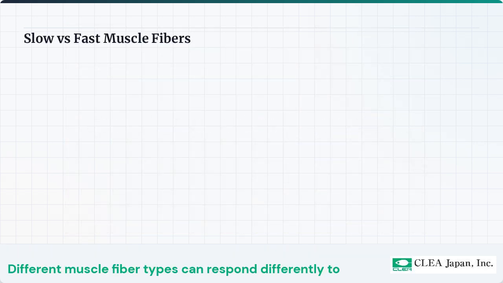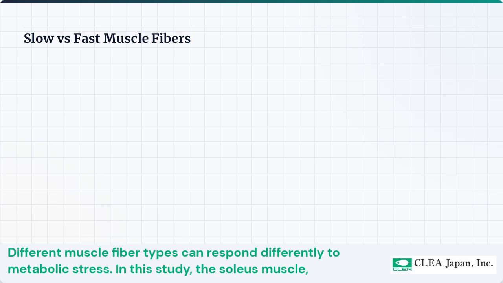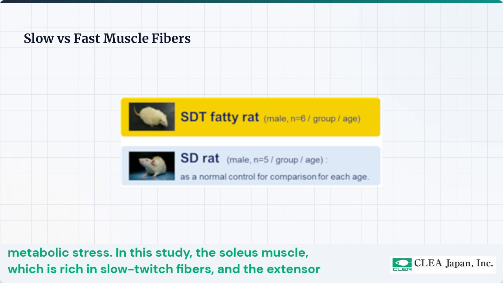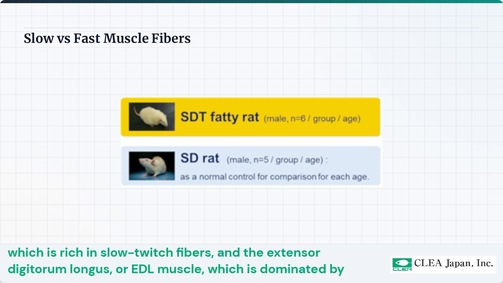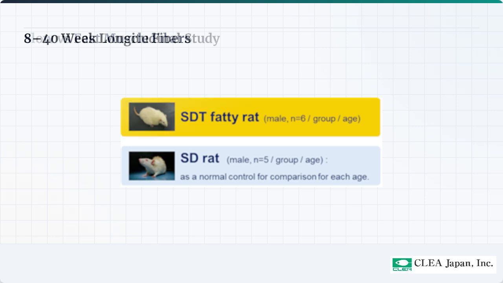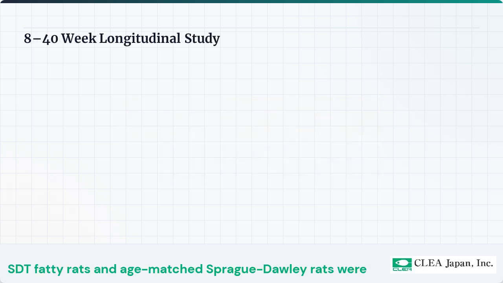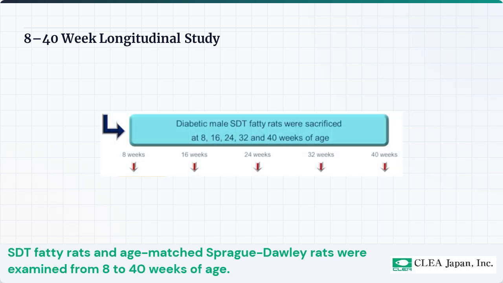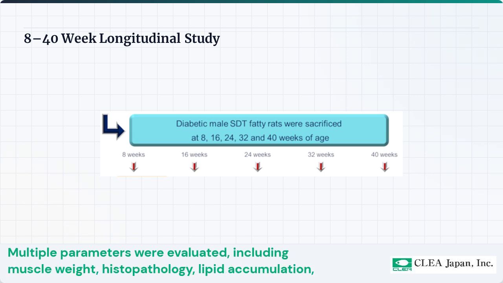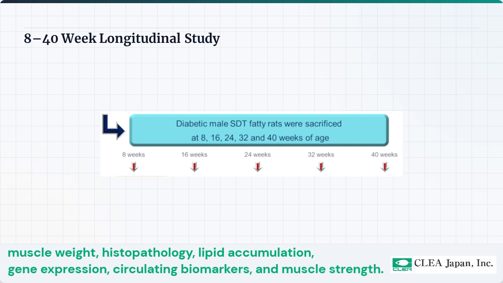Different muscle fiber types can respond differently to metabolic stress. In this study, the soleus muscle, which is rich in slow-twitch fibers, and the extensor digitorum longus, or EDL muscle, which is dominated by fast-twitch fibers, were evaluated and compared. SDT fatty rats and age-matched Sprague-Dawley rats were examined from 8 to 40 weeks of age. Multiple parameters were evaluated, including muscle weight, histopathology, lipid accumulation, gene expression, circulating biomarkers, and muscle strength.